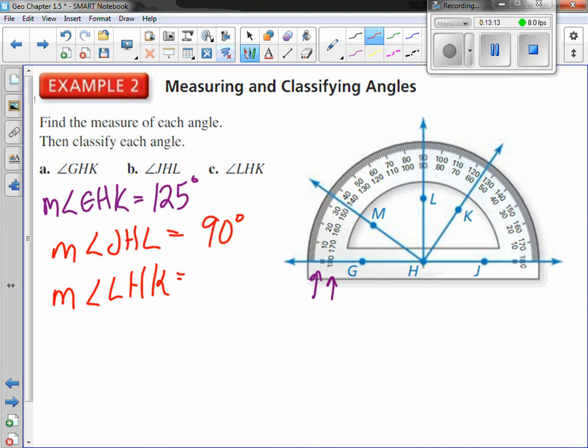LHK. So these here aren't at exact points, are they? Now you can pick inside or outside, but for what I'm going to show you, I'm going to pick the inside arc, the inside numbers. HL is at... HK is at 55, yes? And I'm going to subtract them. 8, 10, so 5, I get 35 degrees. Now, again, this is going back to the protractor postulate, okay?